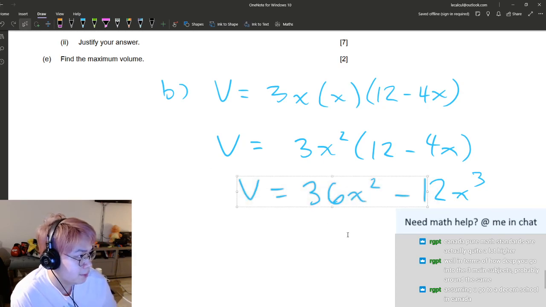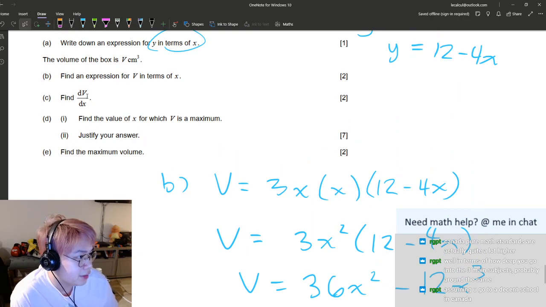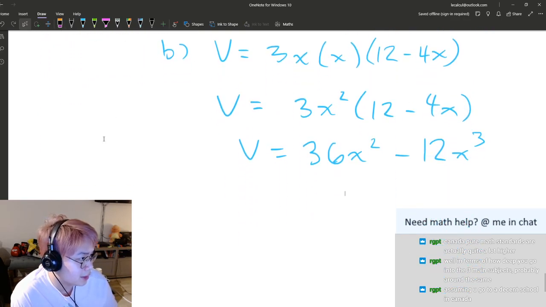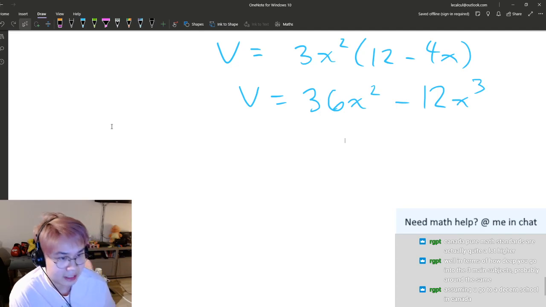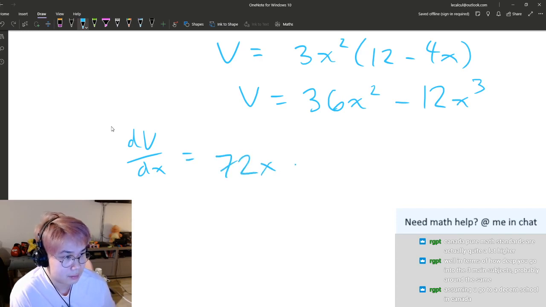So here's my volume, and then I need to find the derivative with respect to x. So easy enough to do.